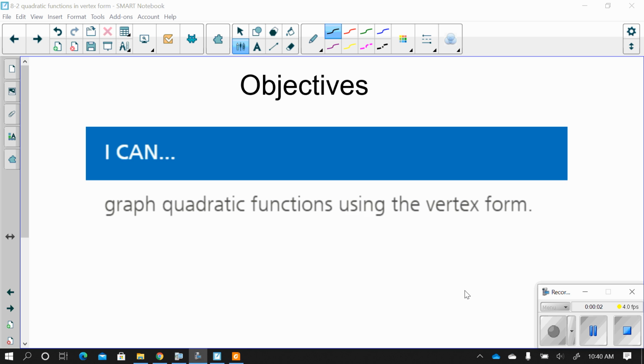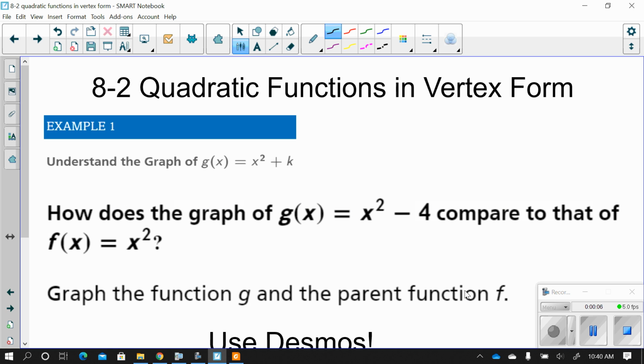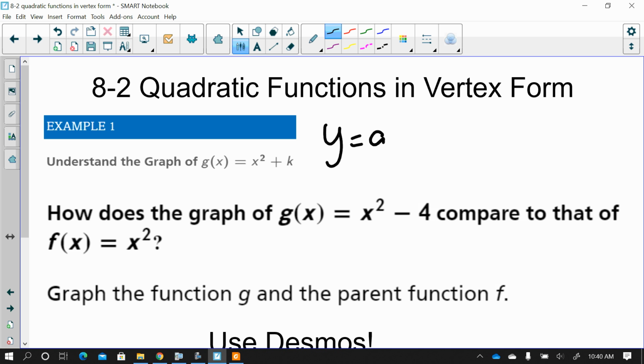Okay, so 8-2 today. Objectives: we're going to graph quadratic functions using vertex form. 8-2, quadratic functions in vertex form. So instead of having just y equals x squared, we're going to put some transformations on it. The equation we're eventually going to end up looking at is y equals a times (x minus h) quantity squared plus k. And we're going to talk about each of these variables as we go.